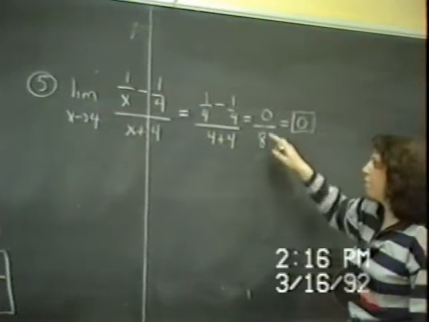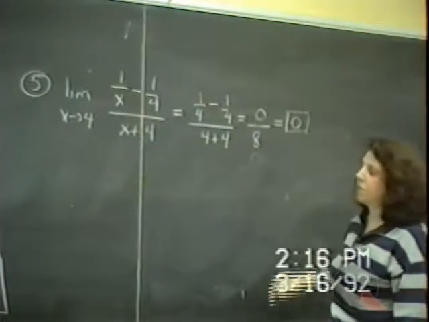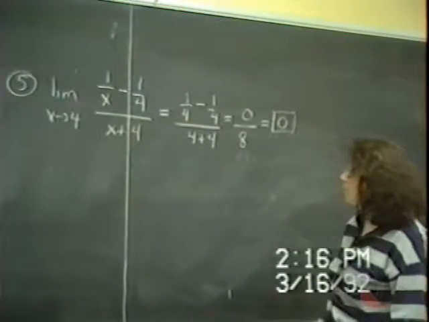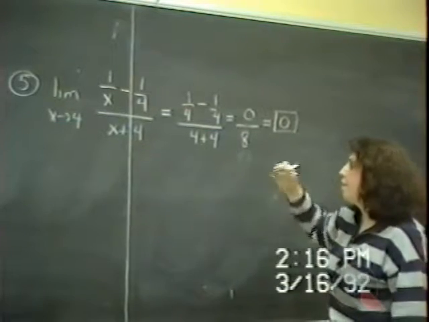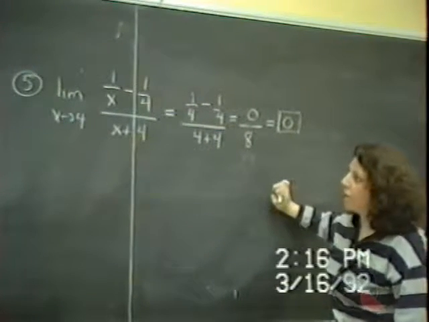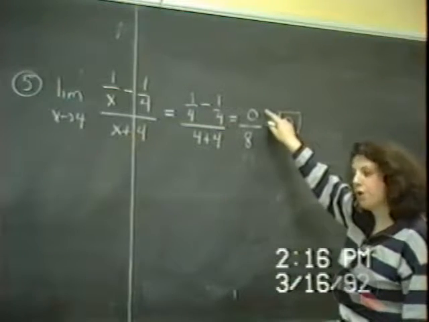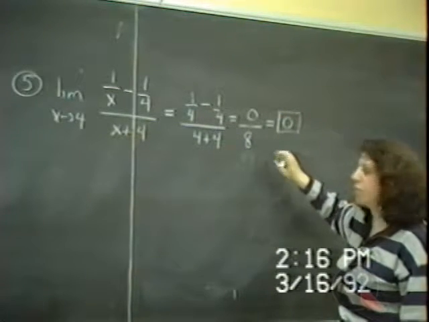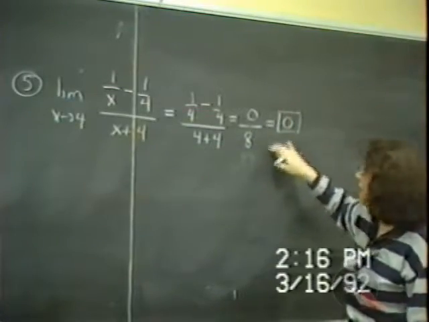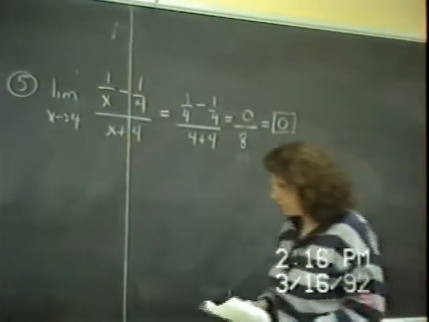Remember, there is a problem if the bottom goes to 0 and the top doesn't. That limit would not exist. If they both go to 0, then we try to see if we can somehow modify the form of the function so that we can evaluate its limit. But if the top goes to 0 and the bottom does not go to 0, there's no problem. 0 divided by 8 is 0.